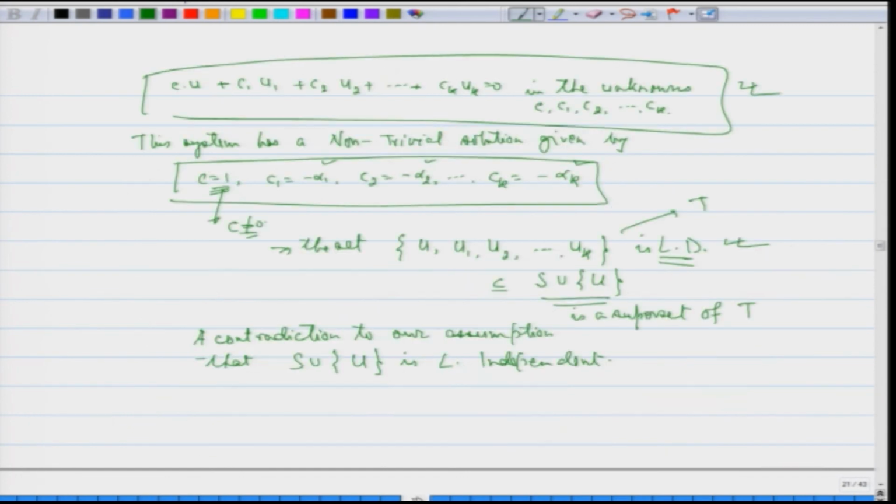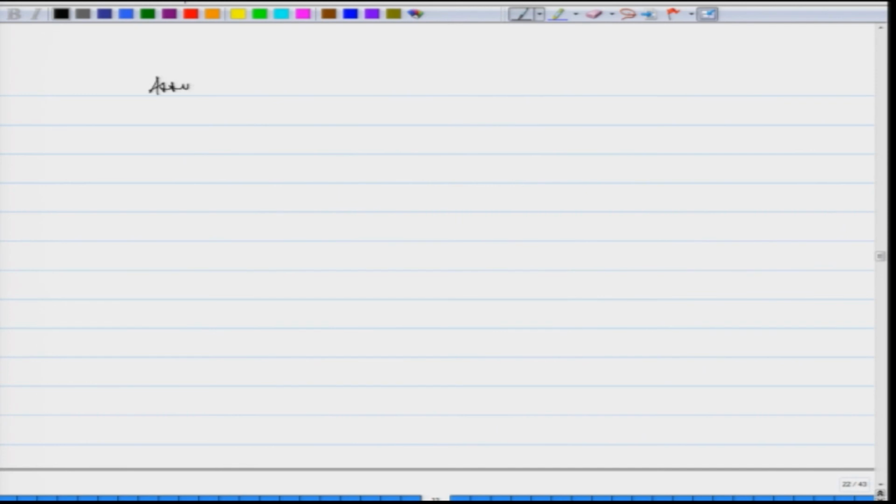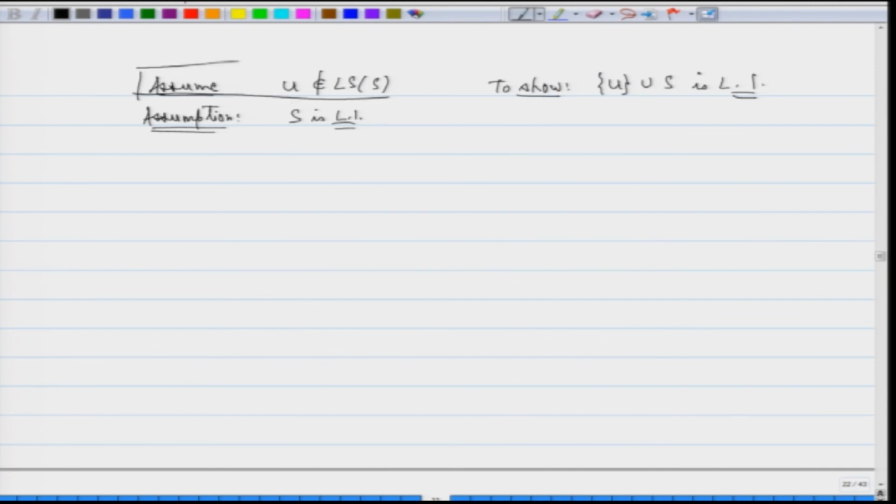Now, let us prove the other way around. So, assume U does not belong to the linear span of S. To show that U union S is linearly independent. So, be careful here. The first assumption that we have was that S is linearly independent. That is very important. Now we are assuming that U does not belong to the linear span. We want to show that this set is linearly independent.